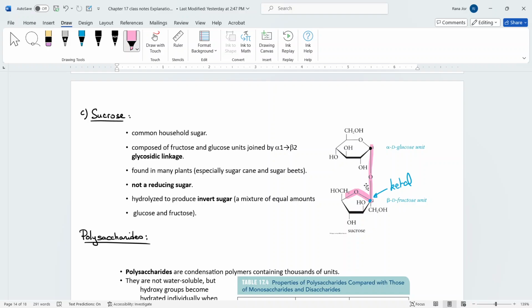So lactose is a reducing sugar. Maltose is a reducing sugar. But sucrose is not a reducing sugar in there.